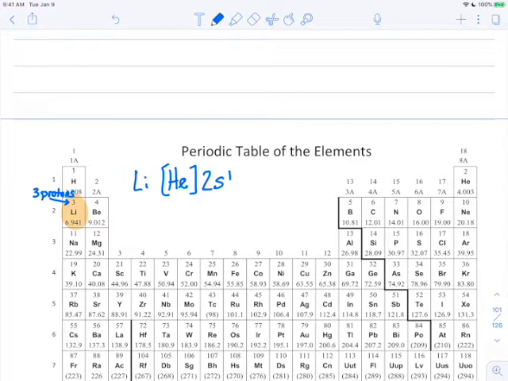I was just curious how we got the helium again. Okay, no problem. Whenever we need that noble gas, we go up and we go all the way to the end, and it's always the noble gas that immediately precedes the element. Gotcha, thank you. You're welcome. All right.